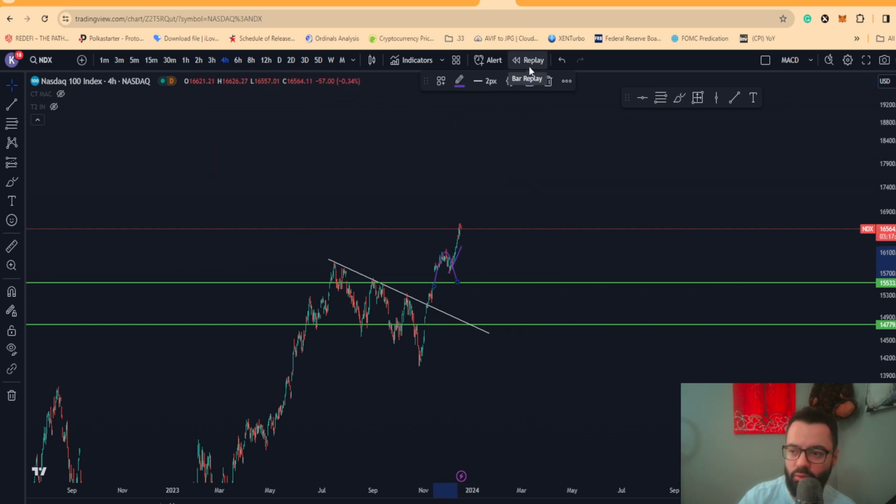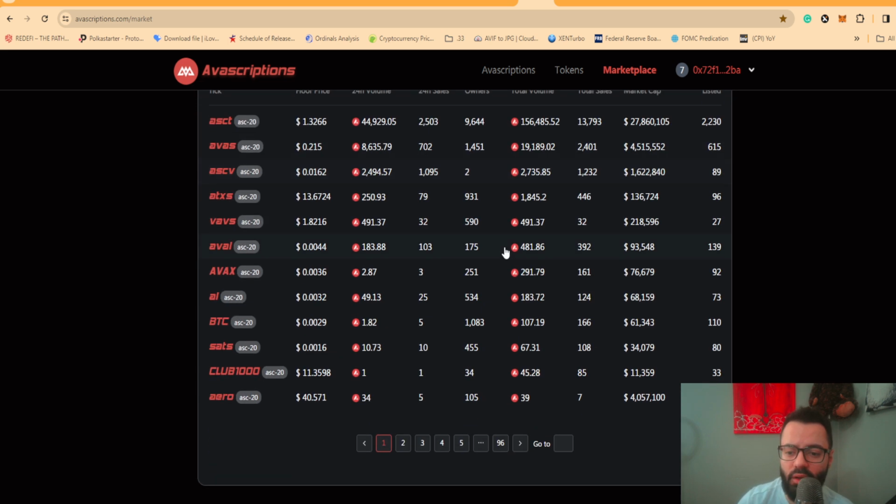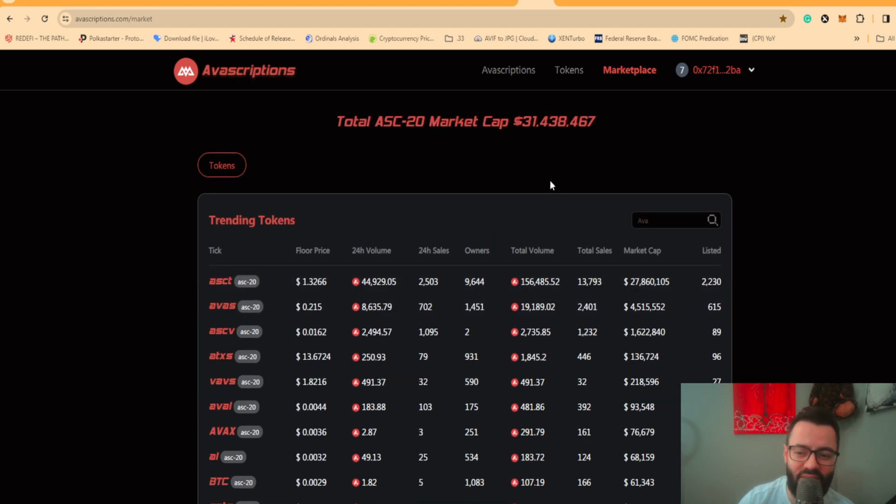So let's go ahead and look at some of the opportunities that have been presented in the markets, guys. If you're not aware, the AVAX inscriptions, basically you can go to avascriptions.com, where you can start inscribing on the AVAX network. And whether or not this is too late, it's still a market cap that's well below $100 million. So we're sitting around $31 million.